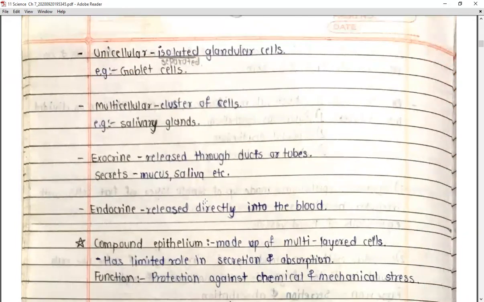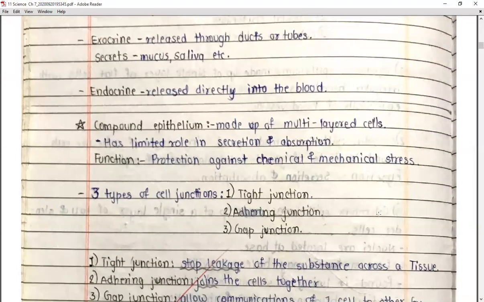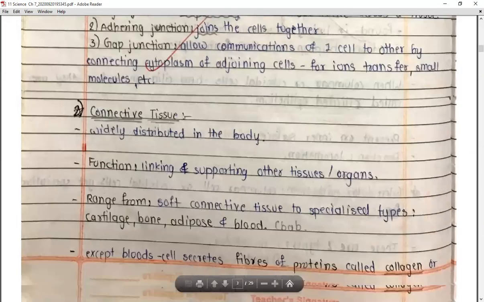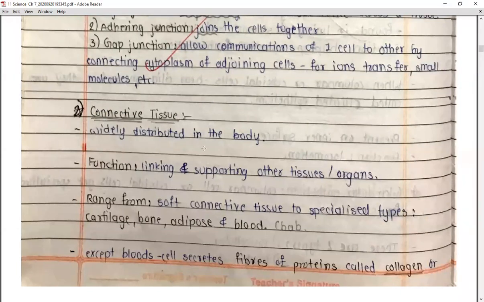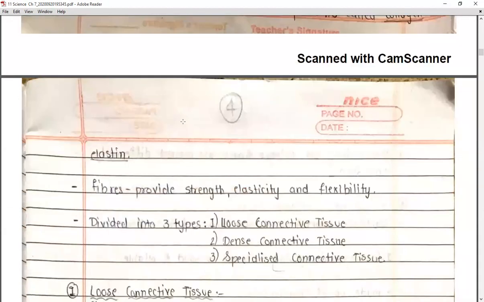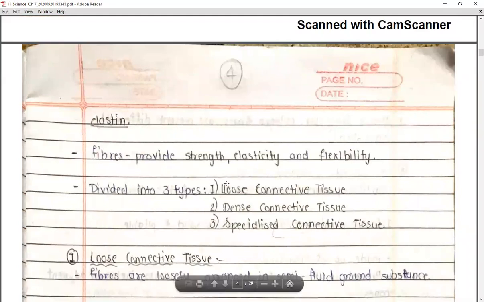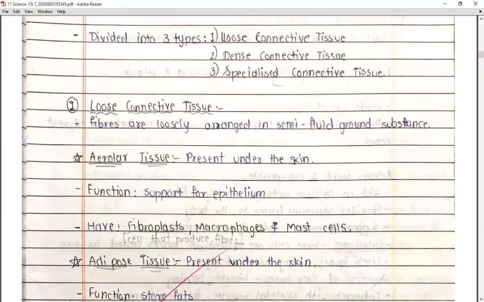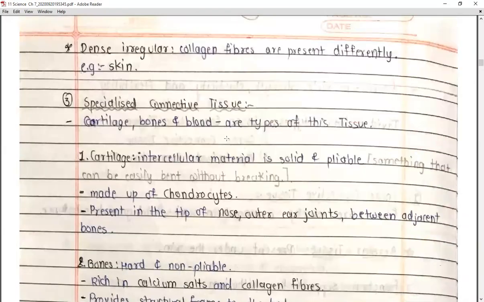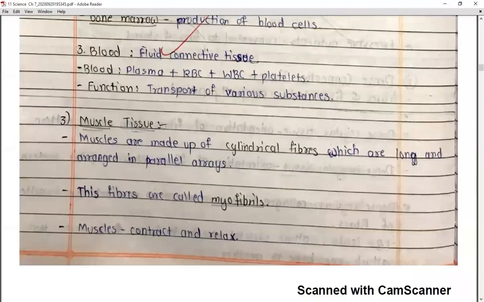And then we have seen different examples also. In the compound epithelium, we have seen the three types of junctions, that is the tight junction, adhering junction and the gap junction. So till here it was about the epithelial cells. The second we saw was the connective tissue. For this connective tissue, right, we saw the function, the location, as well as the types of this tissue, that is loose connective tissue, dense connective tissue and specialized connective tissue. Also we saw the different subdivisions inside them, right? So we completed that, and today we completed the third type of tissue, that is the muscle tissue, and the last one, that is the neural tissue.